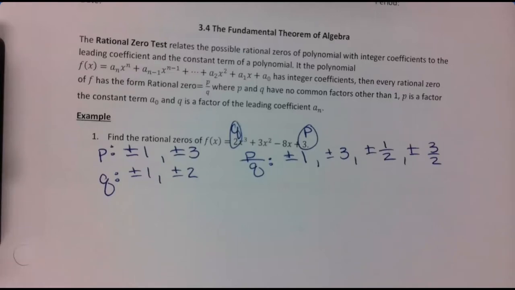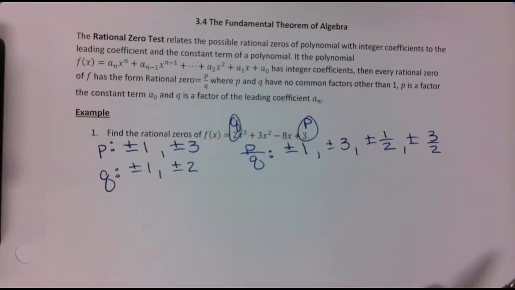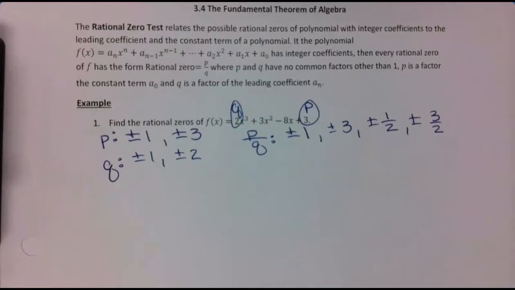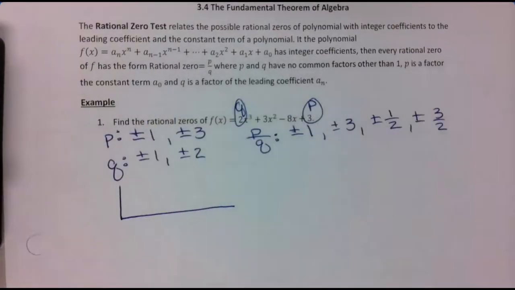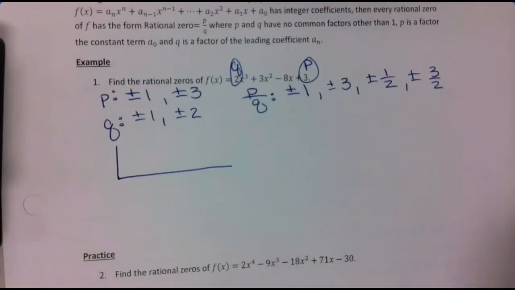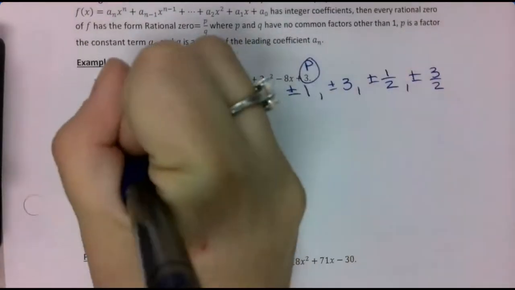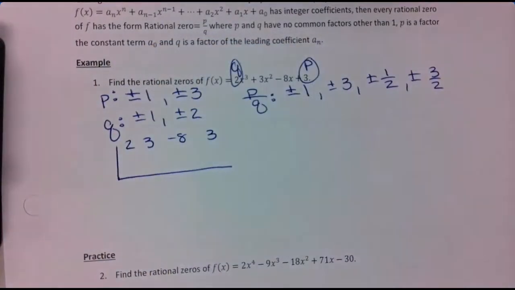Okay, so then because this one is asking me to find the rational zeros, I need to actually go and solve this. If it had just said find the possible rational zeros, I would be done. So if I had the word possible, I'd be done. But I'm not. So I am going to use synthetic division to test these numbers that I got. So then I'm going to write out my coefficients from my original polynomial: 2, 3, -8, 3.